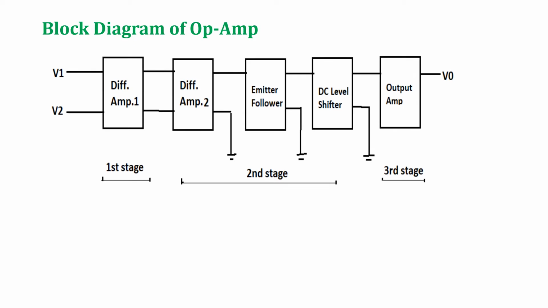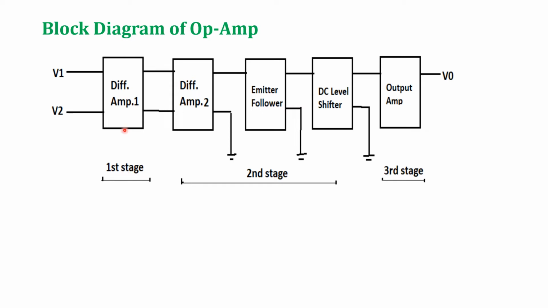Here we explain the block diagram of operational amplifier. Block diagram is shown here. It shows 5 blocks: differential amplifier 1, differential amplifier 2, emitter follower, DC level shifter and output amplifier. And V1 and V2 are inverting and non-inverting inputs. These 5 blocks and the 3 stages we explain here.